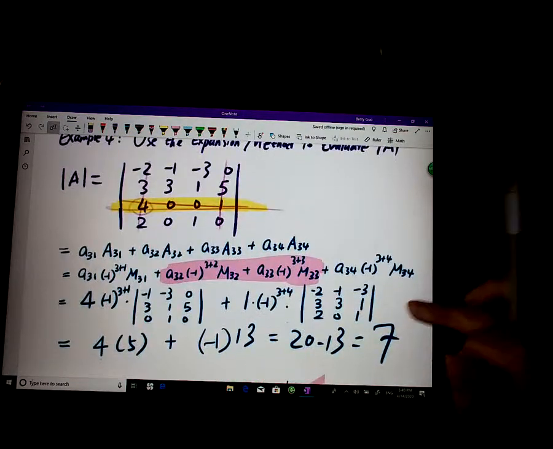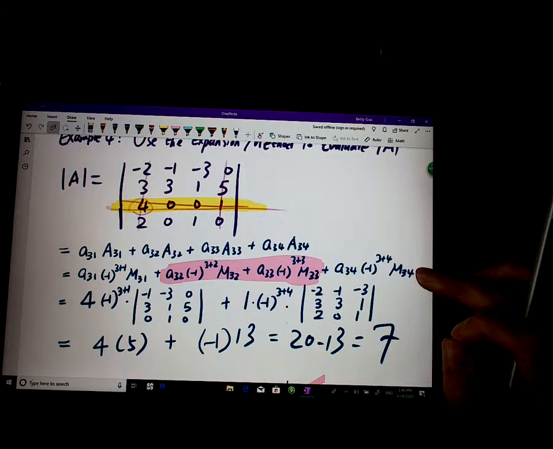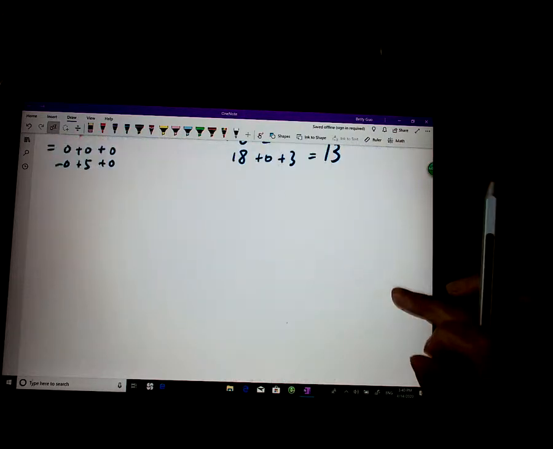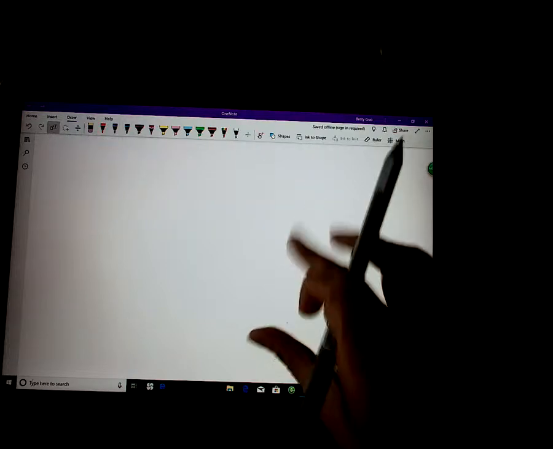For a 4 by 4, we would have to apply the expansion method. Example 5. Where's my example 5?